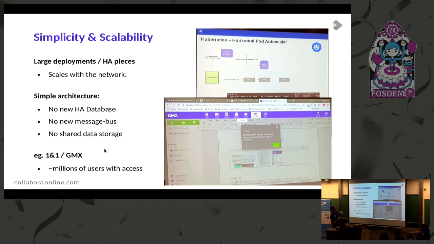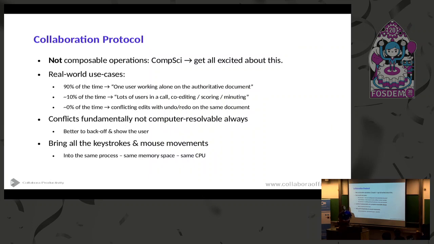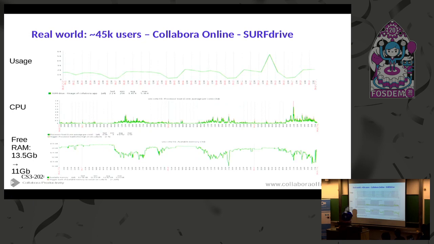Yeah, highly scalable, very simple architecture, no database, no separate message bus, no shared data storage. Scalability: 1&1 are using it for millions of users, literally. Yeah, composable operations suck. If you want to know more, talk to me about it. 45,000 users. Well, actually, don't talk to me about it.